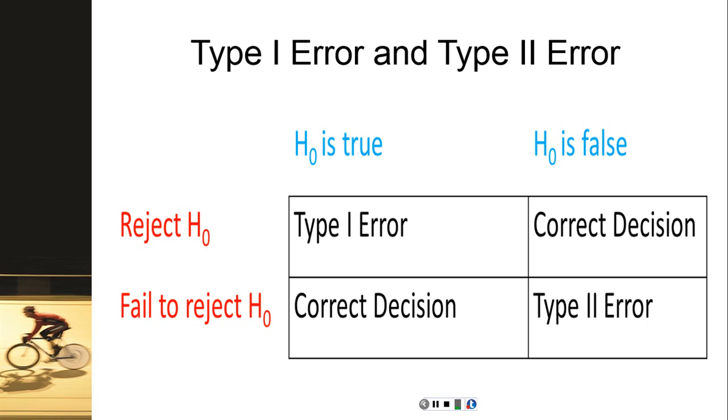In scientific research, it is very important for scientists to do no harm. And falsely claiming an effect that in reality does not exist will introduce a useless treatment to the general population. It could possibly harm them. And that's why collectively in the scientific community, we decide that type 1 error is worse than type 2 error.